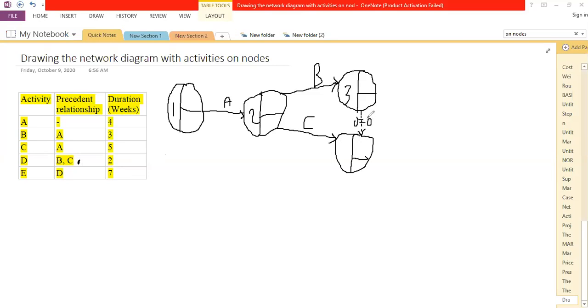The time for a dummy, we said, is always equivalent to 0. Remember, this is not a real activity, just to help us have a connection of the activities and to understand the flow of how activities are flowing from the start to the end of the project. And of course, we have the activity D there, which again is becoming the predecessor of the final activity, which is E, as we mark the end of our project.